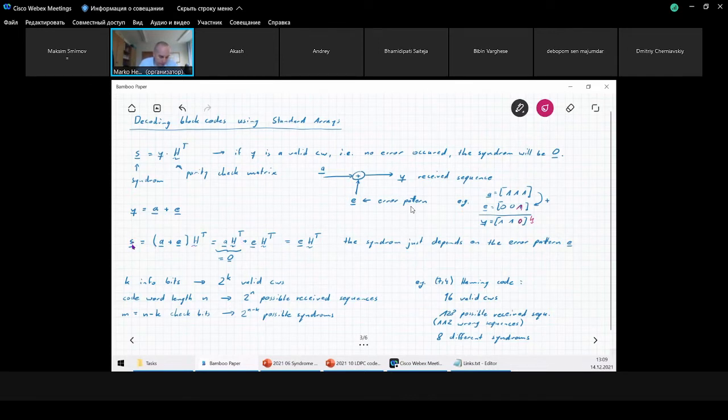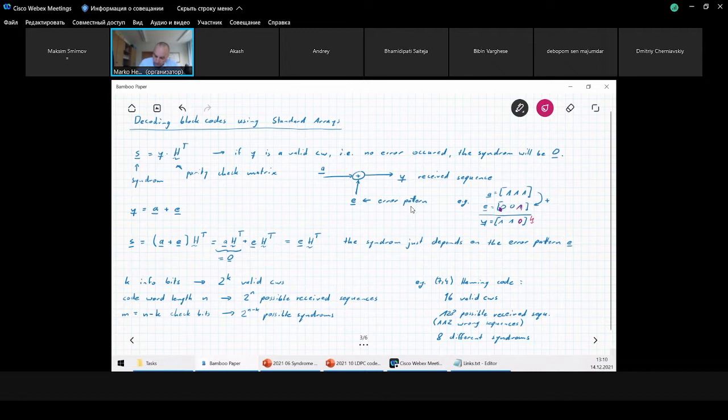Then we described the syndrome by multiplying Y times H transpose, where Y is a valid code word plus our error pattern. Just inserting this for Y, we can multiply this out and we get A times H transpose, where A is a valid code word. If we multiply it with H transpose, A will be orthogonal to the columns of H transpose, so the result will be a 0 vector, and we can forget about this one.